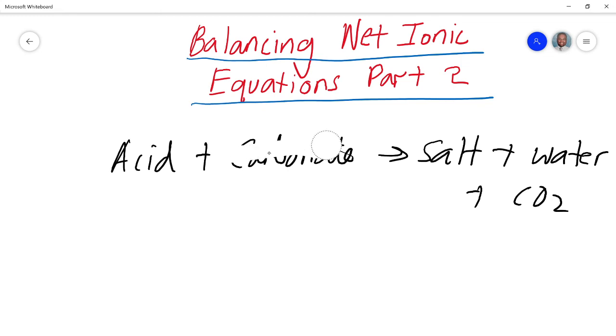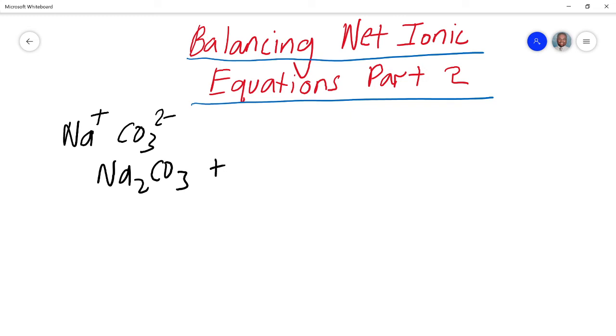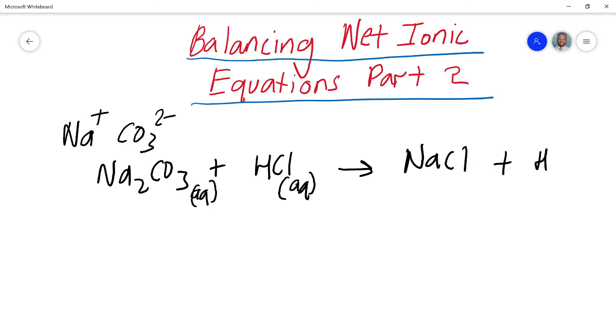All right, so we'll give an example of an acid, an example of a carbonate, and then we will balance a net ionic equation. Let's look at the carbonate, say sodium carbonate. Now, if you look at sodium carbonate, we know that's Na+ and CO3 2-, so that becomes Na2CO3. It reacts with dilute hydrochloric acid, so let's say HCl, which is aqueous. The salt it's going to produce is sodium chloride, so NaCl, plus water plus carbon dioxide. That's going to be aqueous, that's going to be liquid, and that's going to be gas.